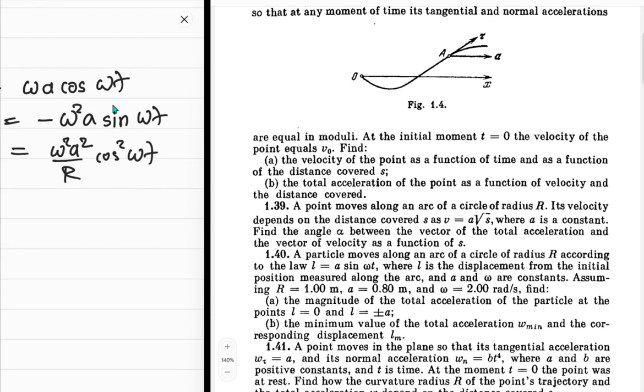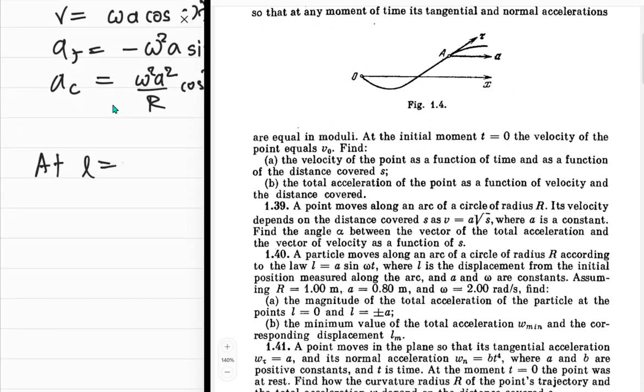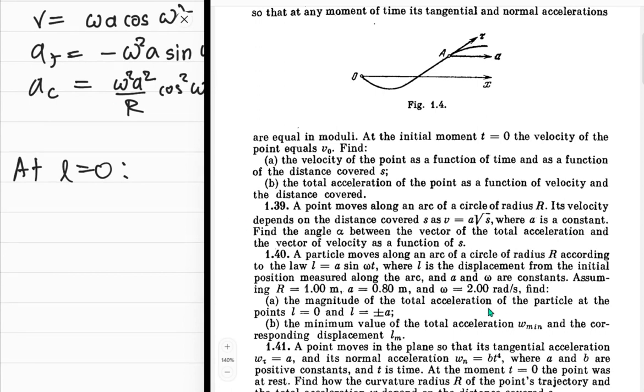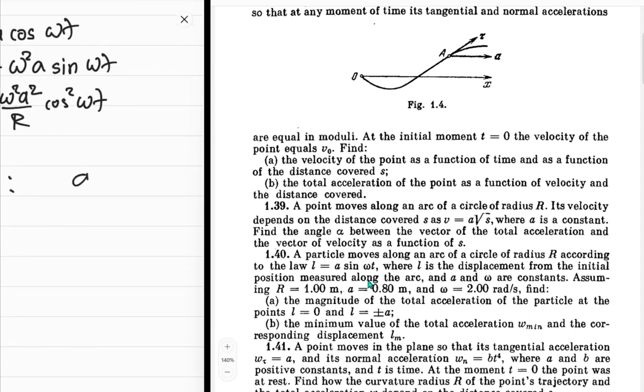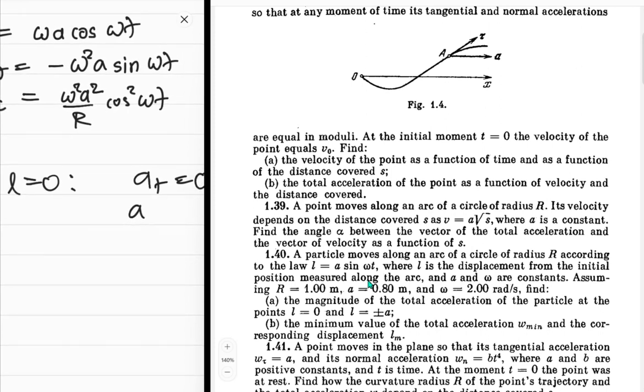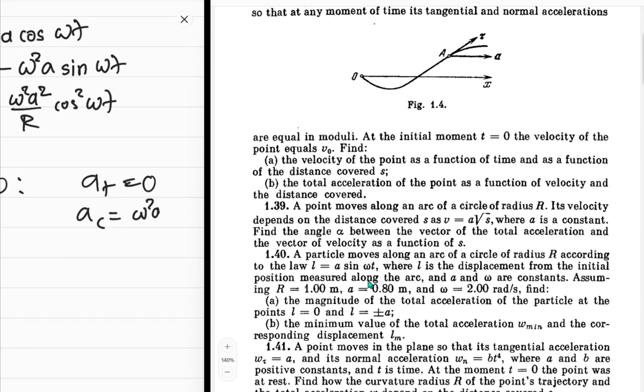Now what do we want to do with it? We want to find the magnitude of the total acceleration, so the square root of the sum of these squares. So at points L equal to 0, L as a function of time is 0, so sine omega t is equal to 0. Then the tangential acceleration becomes 0, and the centripetal acceleration will be omega squared A squared upon r.